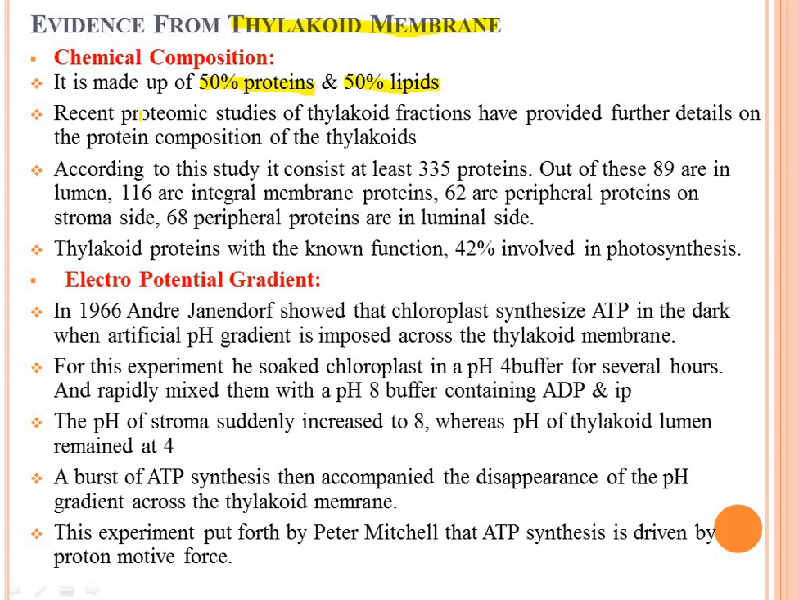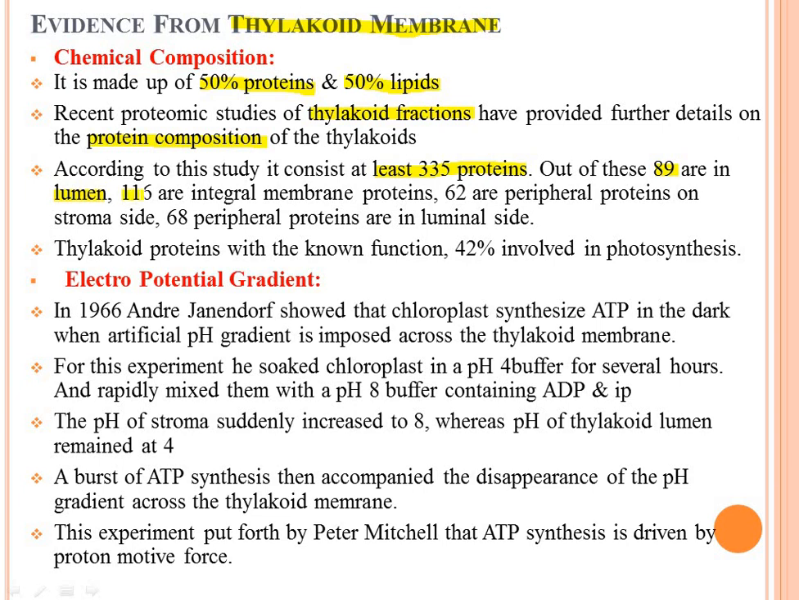Then recent proteomic studies of thylakoid fractions have provided further details on the protein composition of thylakoids. According to this study, there are at least 335 proteins present in the thylakoid membrane. Out of these, 89 are in the lumen. Lumen means the inner space of the thylakoid membrane.